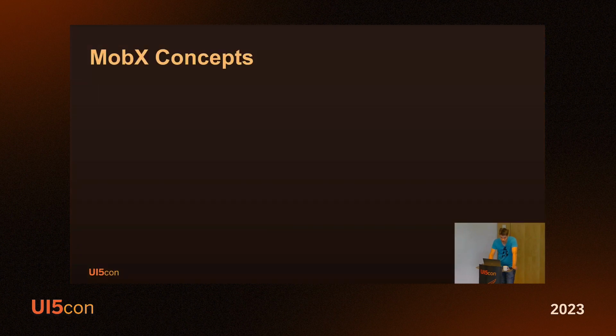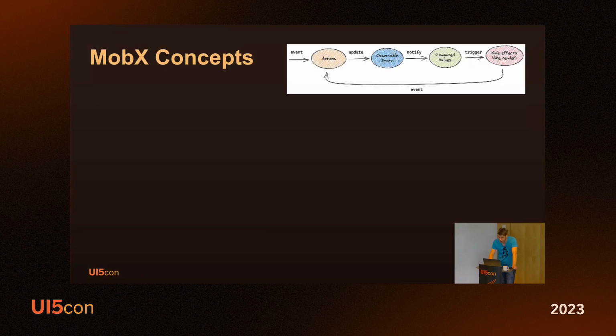And let's talk about the concepts of MobX. This is one of the typical explanations you get from the website. So in the middle, in this blue circle, you find the observable state. That's the main point of interest. And the actions will change the state. And then you have something like computed values.